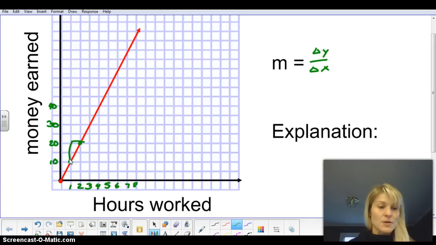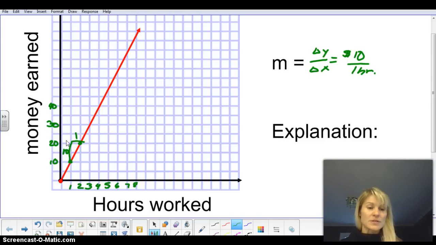Okay, so here the rise is 1, 2, but pay attention because these are going by 10. So my rise here is 10 between here and here, and the run is going by ones. So my run is 1. So my slope here is going to be 10, and the y is dollars, so that's going to be $10 over 1, which is my x, and that's hours earned. So 1 hour.